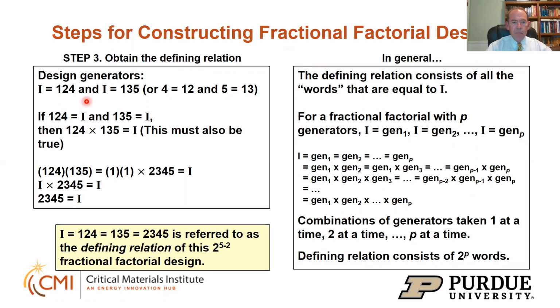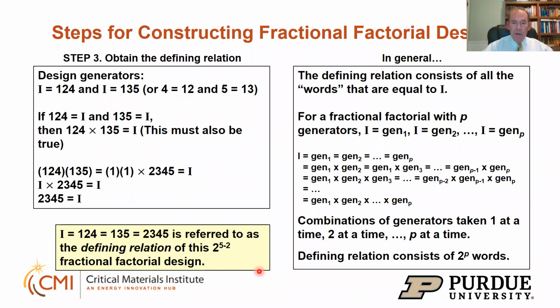So just to remind you, our design generators are listed. If in fact I is equal to 1, 2, 4, or 1, 2, 4 is equal to I, and 1, 3, 5 is equal to I, then their product must also equal I, and therefore this 4-factor interaction, 2, 3, 4, 5, also equals I. So this set of things that are equal to I is referred to as the defining relation for this 2 to the 5 minus 2 fractional factorial design. All right, so I actually is equal to 1, 2, 4, 1, 3, 5, and 2, 3, 4, 5. So those 3 products are all equal to I.